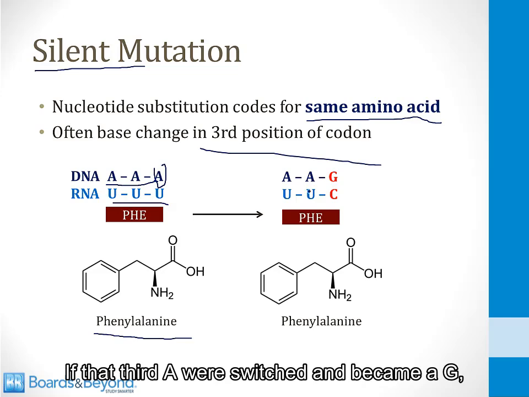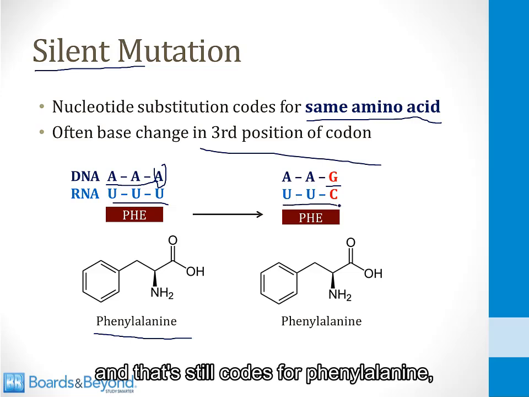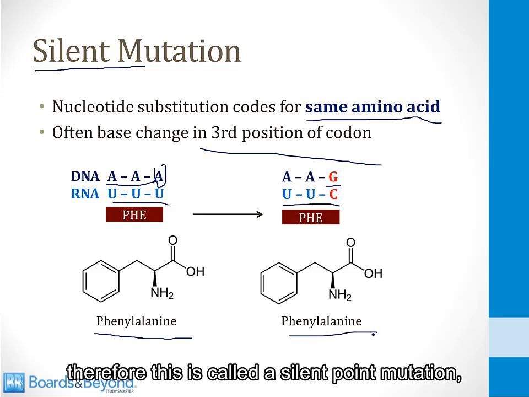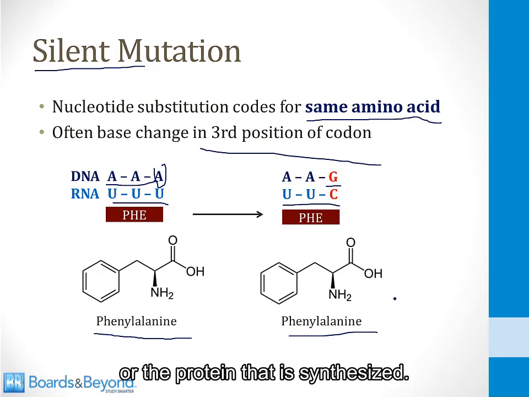If that third A were switched and became a G, this would make a piece of mRNA that was UUC, and that still codes for phenylalanine. Therefore, this is called a silent point mutation. It has not resulted in any change in the amino acid or the protein that is synthesized.